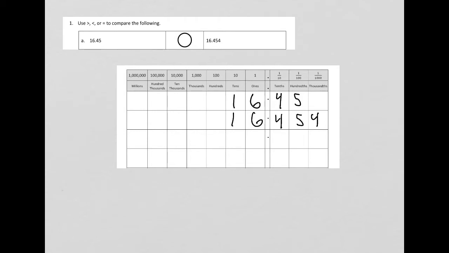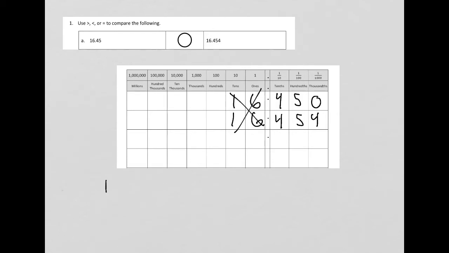So I've got these two numbers, and I want to see which one is bigger than the other. Just looking at them, before I even really investigate, they're both 16. They both are made up of 16 wholes, so they're equal there. So we're just really looking at the decimals. We have 45 hundredths and 454 thousandths. Having this blank thousandths kind of makes it a little trickier for us. So let's fill it in with a zero. Now we have numbers in all the spaces so we can compare. We have 450 thousandths compared to 454 thousandths.